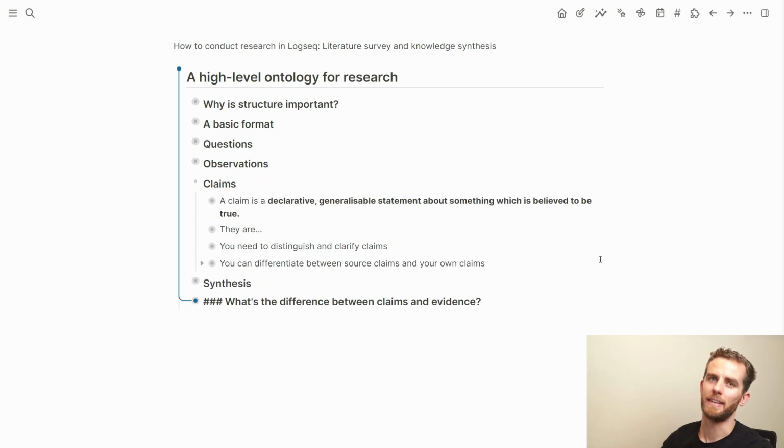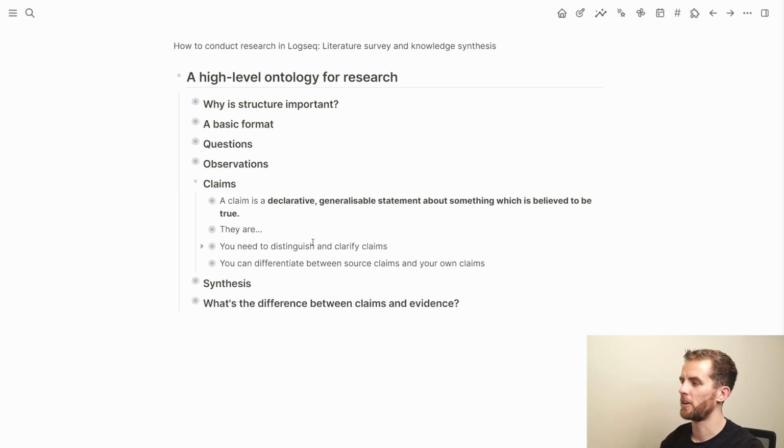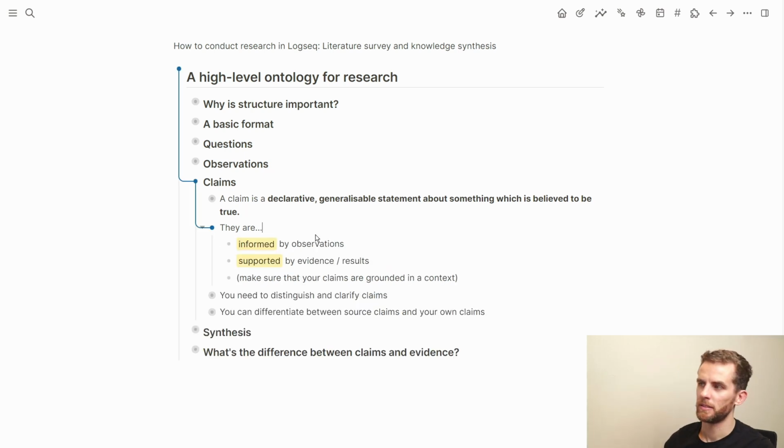And now it's important to look at claims. So a claim is a generalizable, declarative statement about something which is believed to be true. It's not a statement of truth. And this is where I think people go wrong, where they make statements of truth. I'm not going to go into that point there because I think it might be a bit confusing, but they are informed by your observations or supported by evidence or results. Now, that's why it's important to make sure that your claims are grounded in context. The other thing about this is that your claims can be opposed by other claims or supported by other claims or contrast, or there's an active verb there, like of what is the relationship between these different things.